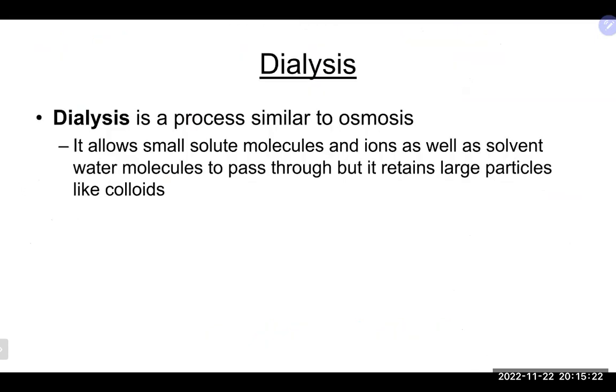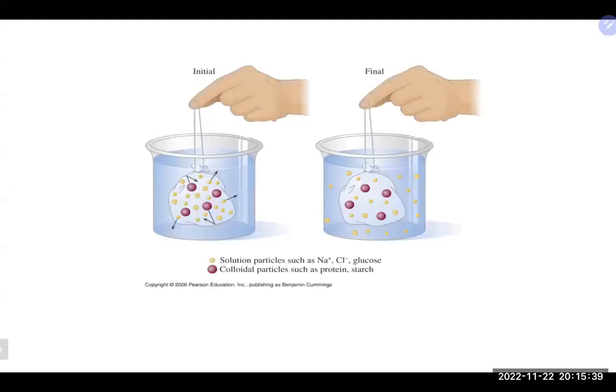All right. So to finish up here, dialysis is a process similar to osmosis. It allows small molecules and ions to basically pass through. But again, it retains larger particles like colloids. In the laboratory, sometimes people do use dialysis bags. For example, if you're working on a protein or something like that, and you want to put it into a specific pH environment, you can put your protein into a dialysis bag, put it into a buffered solution at a specific pH. It can allow it to equilibrate to that particular pH, and then you can do your experiments like it would be done in its normal environment.